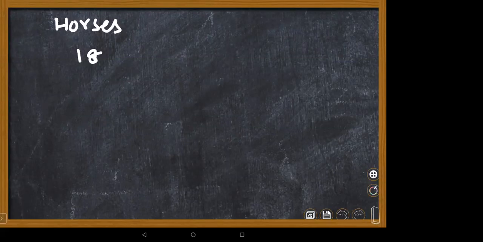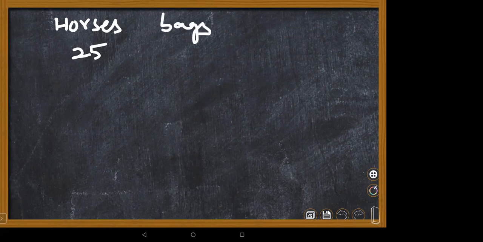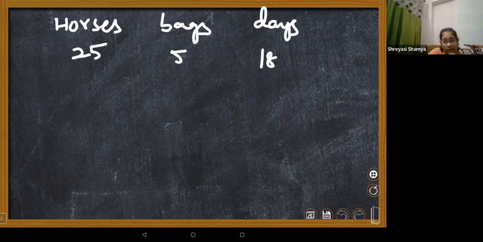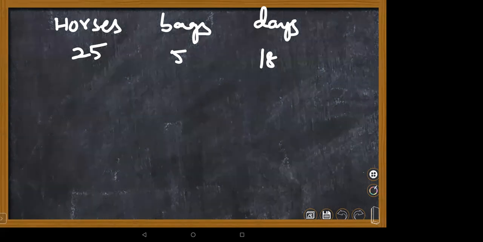25 horses, sorry. 25 horses. How many bags of corn are they eating? 5. How many days are they taking for these bags? 18 days. The other part is given here: how much will 10 horses eat in 18 days? That's your question.